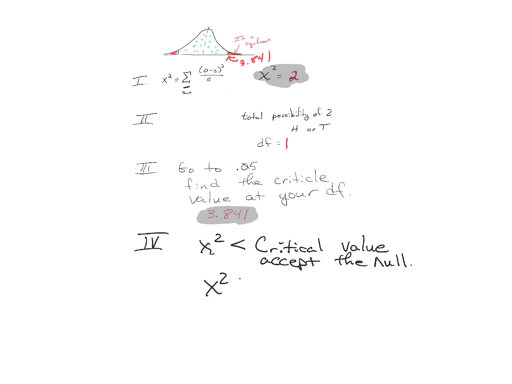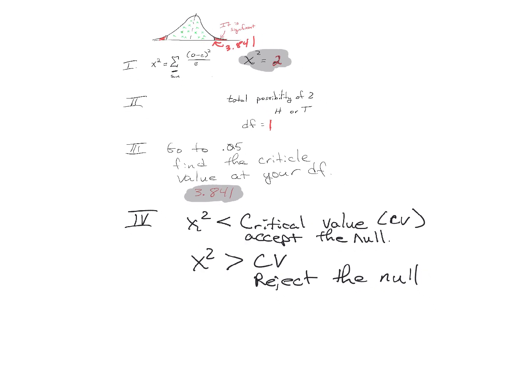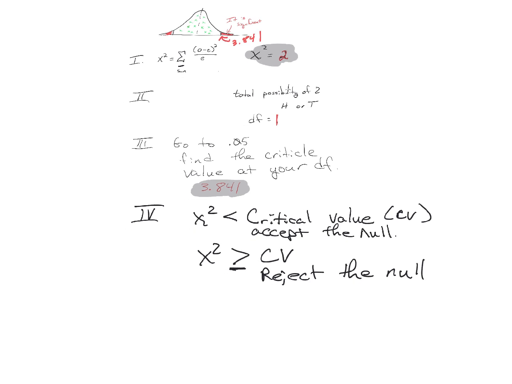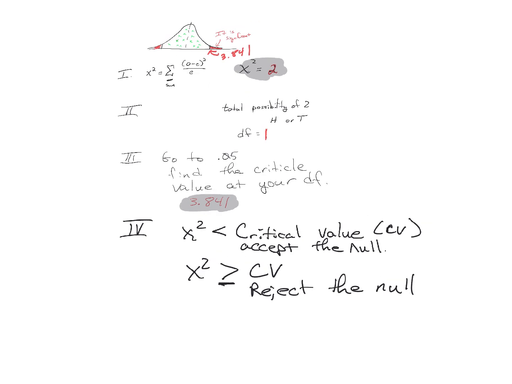If chi-square is greater than your critical value, I'm going to put CV, then you reject the null hypothesis and accept your alternative hypothesis. And I should say greater than or equal to, I guess. I'm not sure it really matters if it's equal to. I hardly think it'll be equal to. Hardly will come up. So anyways, that's it. It's just 4 steps. That's all it takes. That's all there is to it.